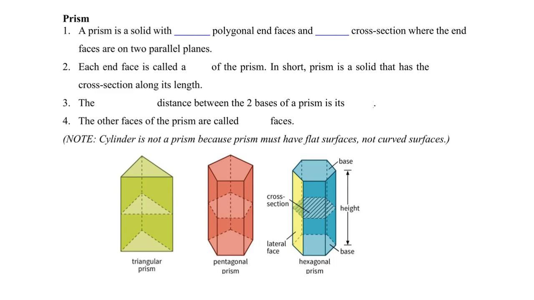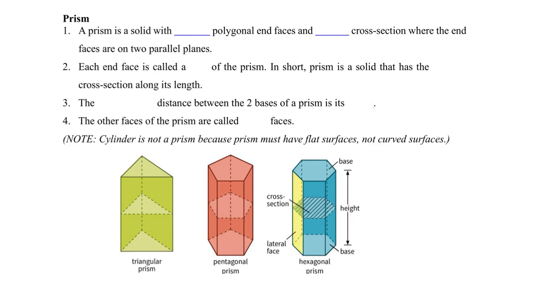We are going to have a quick discussion or introduction of this solid called a prism. So what exactly is a prism? As I'm explaining it, you may refer to the three diagrams or examples on this screen, where there is a triangular prism, a pentagonal prism, and a hexagonal prism as examples.